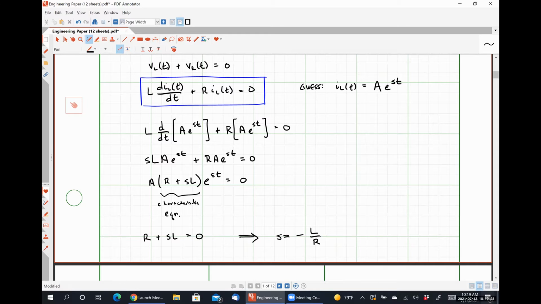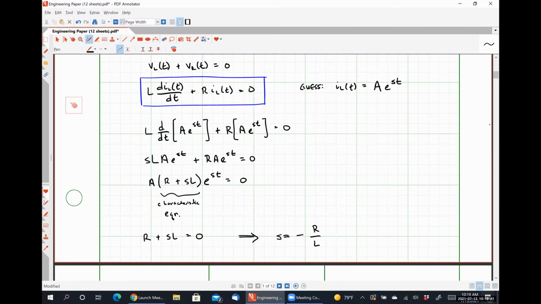Would it be the other way around, or? Yeah, actually, yes. I made a mistake. Thank you. Negative R over L. You're absolutely correct. I'm thinking about something else we're going to talk about in a couple of minutes. Thank you very much. So S is equal to negative R over L.